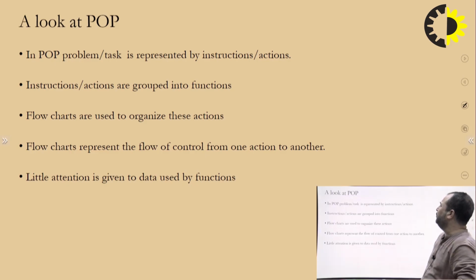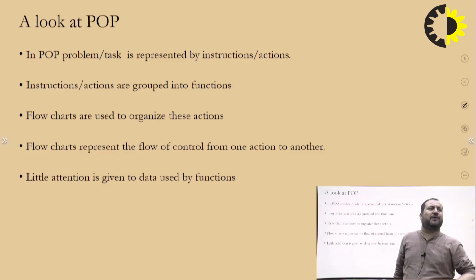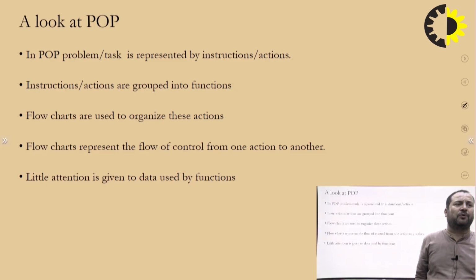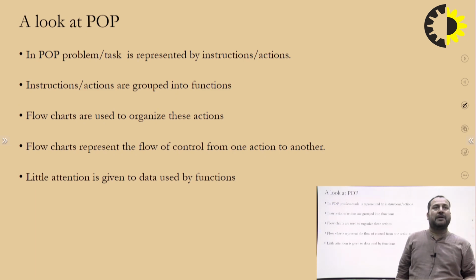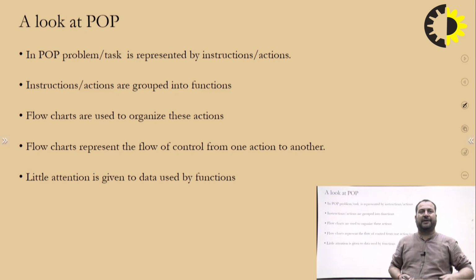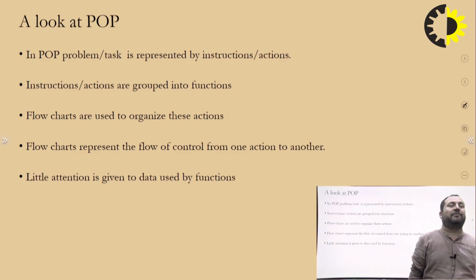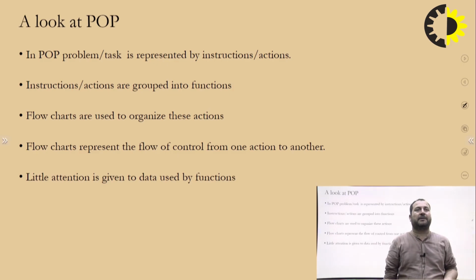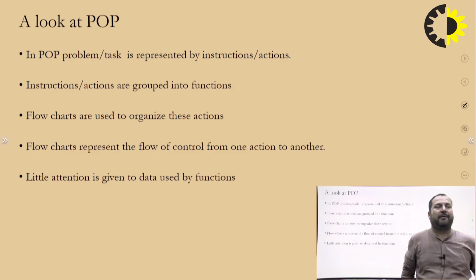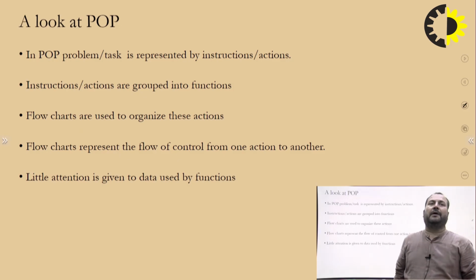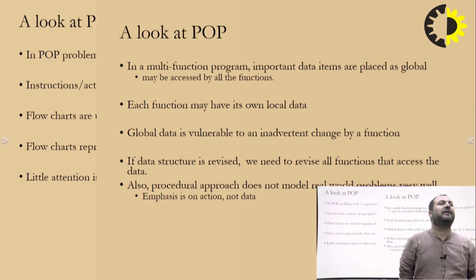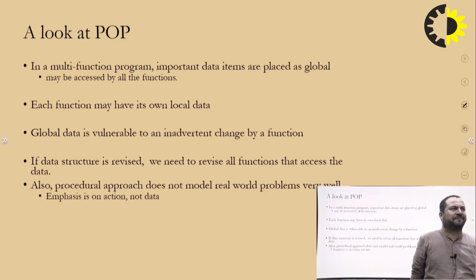Further, in POP, a task is represented by instructions and actions. Actions are grouped into functions. Flowcharts are used to organize these functions, and a flowchart represents the flow of control from one action to another. Little attention is given to the data used by functions. Data received the least attention, while in object-oriented programming, data is the primary focus when writing programs.